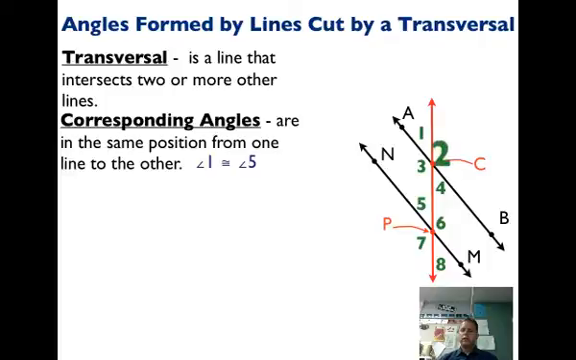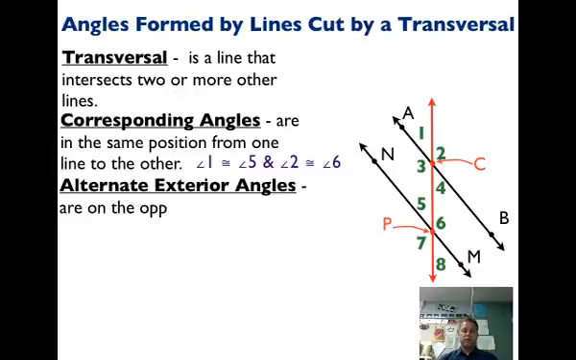For 2, it's above and to the right of the transversal, so I'm looking for above and to the right. That would be 6. For 7, it's below and to the left, so below and to the left would be angle 3.